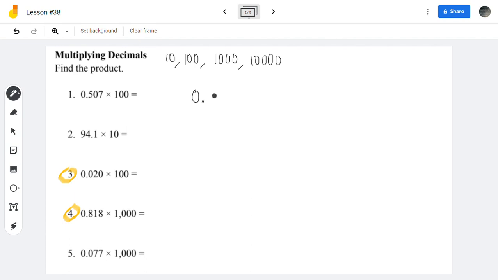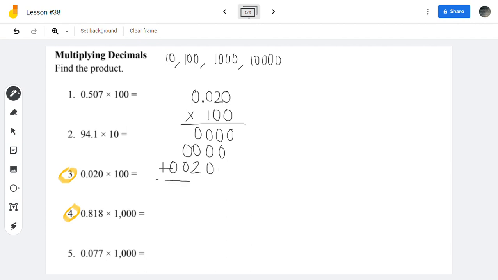You know this long way very well, 0.020 times 100. So you're just placing the numbers like this vertically on top of each other, and you're going to be multiplying 0, 0, 0, 0, and another set of zeros. And then from here we have 0, 2, 0, 0, and then add these, and you will get 0, 0, 0, 2, 0, 0.